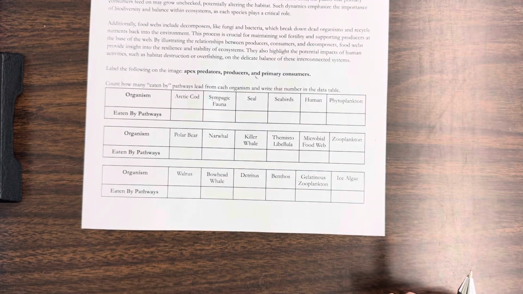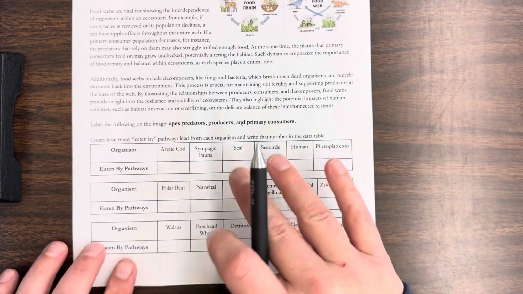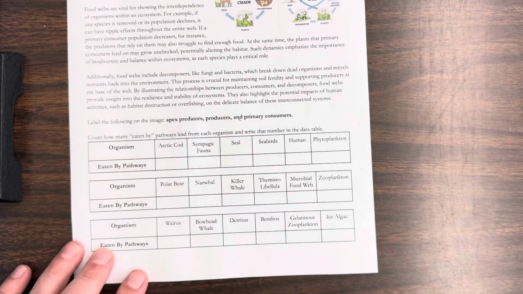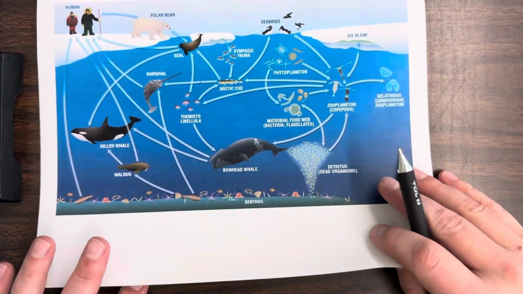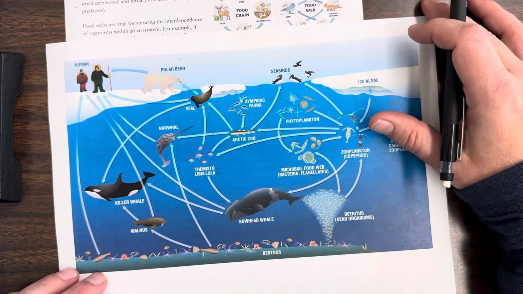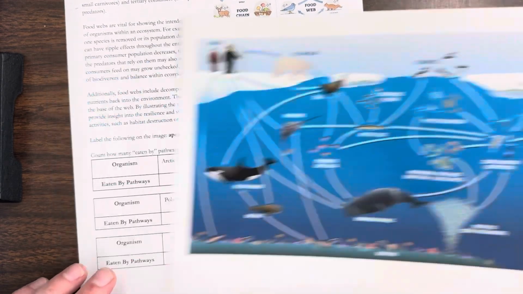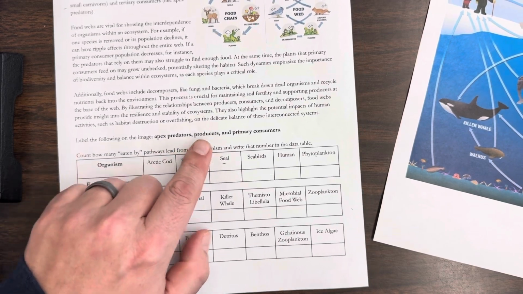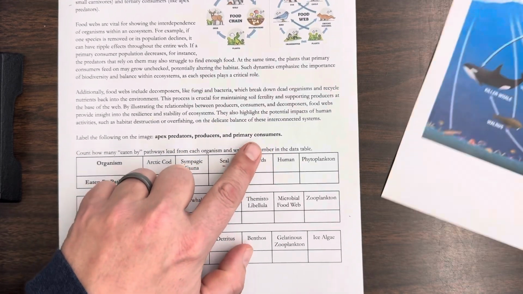What you're doing down here is you want to look at these. There's two parts. The first part is label the following page. So this is our image on the next page, a food web in the Arctic. It says label the following: apex predators, producers, primary consumers.